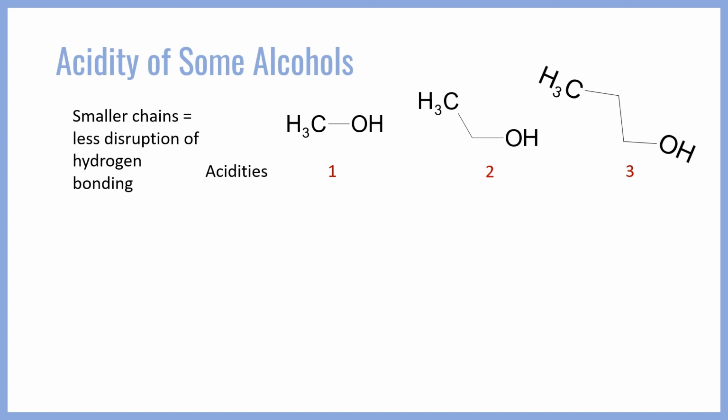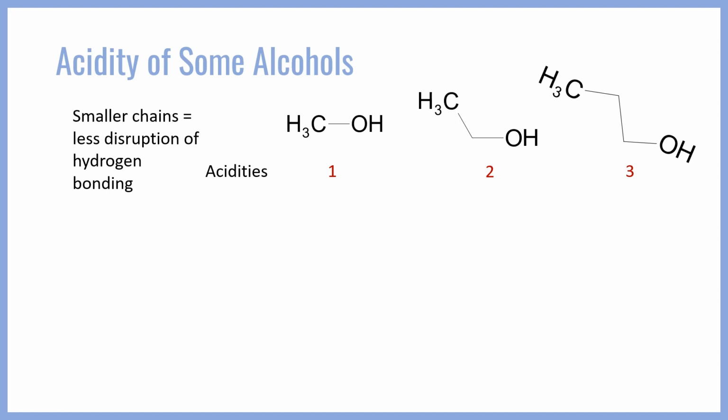Why is that the case? Well, because the methanol disrupts hydrogen bonding the least. If we imagine we are a water molecule and we want to approach the conjugate anion of these alcohols, we want to get to that oxygen with as little in the way as possible. And the longer that chain gets, especially since it can rotate in space because those are single bonds, that chain can really disrupt anything getting around that oxygen.